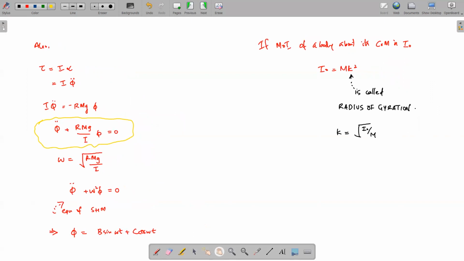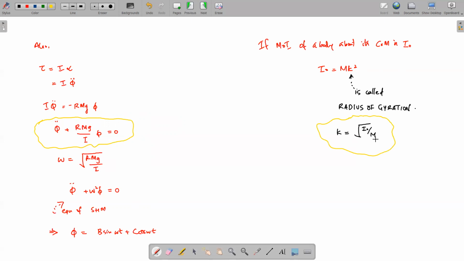And say the moment of inertia of a body about its center of mass, let's call it I0. Okay, then we can write I0 equal to m k square. Here the k in this equation is what we call the radius of gyration. Taking it back, the value k will be root of I0 by m, right?